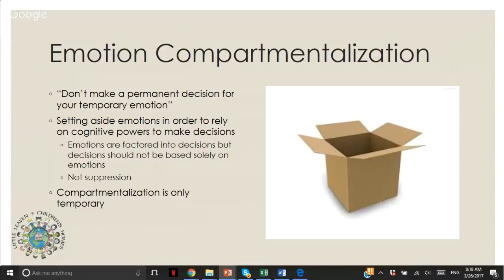compartmentalization. So a good quote is, don't make a permanent decision for your temporary emotion. So what we're saying there is, you feel an emotion, you're angry, so don't slug the guy and end your relationship for all time because you were angry. All right. Instead, what you have to do is compartmentalize. You have to put that anger aside.